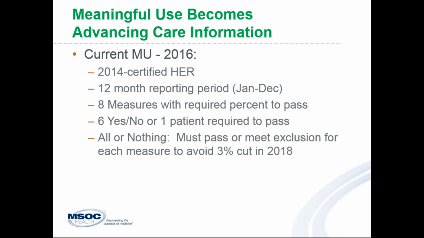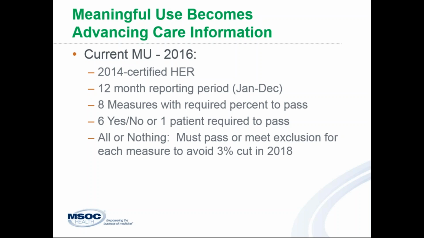And just to review, in the current meaningful use structure for 2016, you have to use a 2014 certified EHR. You have a 12-month reporting period from January through December of 2016. There are actually 8 measures where you have to say yes. You're required to answer yes to 5 clinical decision support rules, to doing a security risk assessment. All these sound familiar to you.